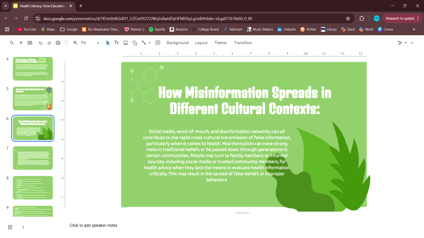Now, let's talk about how misinformation spreads in different cultural contexts. There are many factors that can lead to misinformation, such as social media, word of mouth, and disinformation networks. These can all lead to the rapid cross-cultural transmission of false information, especially when it comes to health. Misinformation can have strong roots in the traditional beliefs of different cultural groups. For instance, people start turning to family members or informal sources, including social media or trusted community members, for health advice when they lack their own means to evaluate health information critically. This results in the spread of false beliefs or improper health behaviors, essentially widening the health disparity gap.